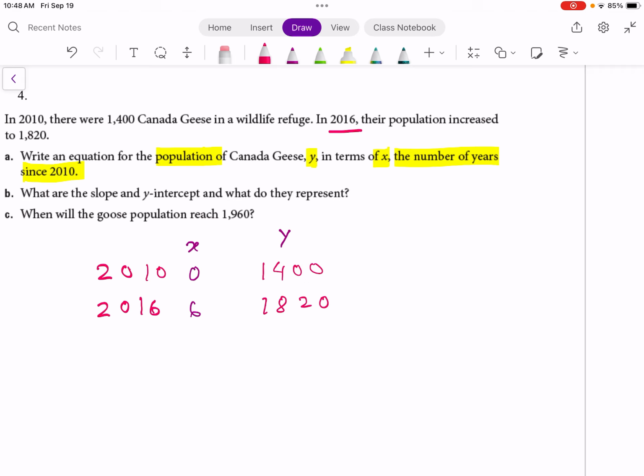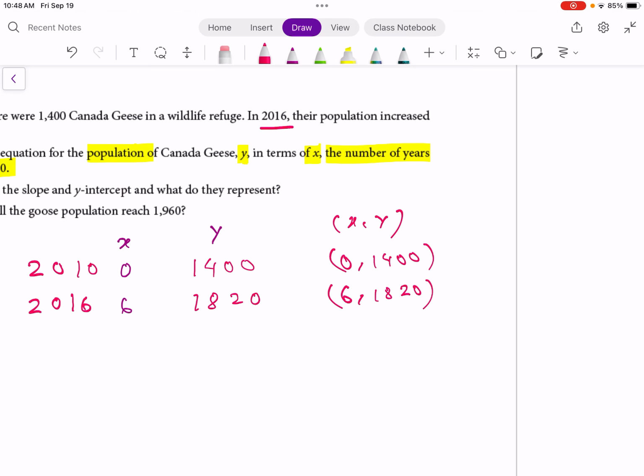Combining, if you just write x and y together, we have a point. So (0, 1400). This is the first point. Second point is (6, 1820). So we have two points. So let's call the first point (x1, y1), the second point (x2, y2). Now we find the equation of a line.